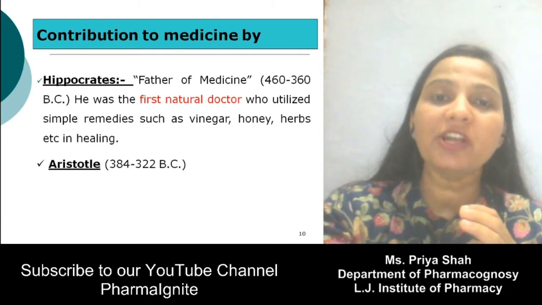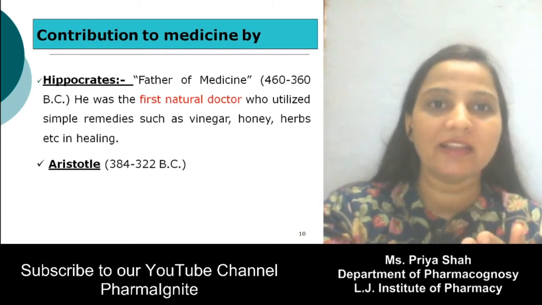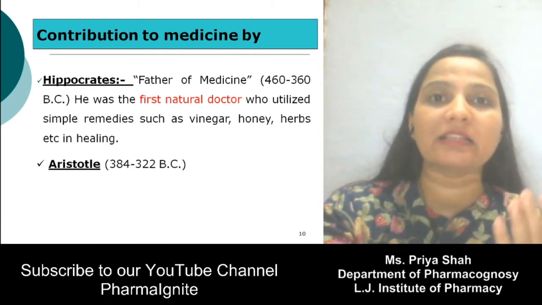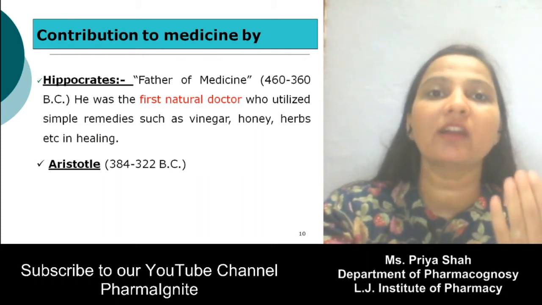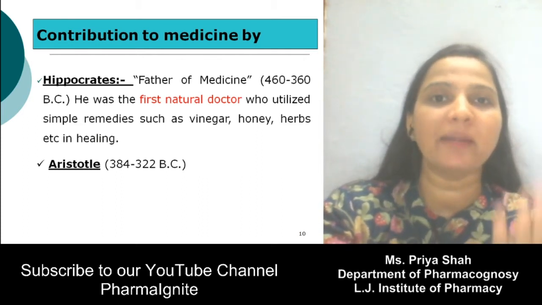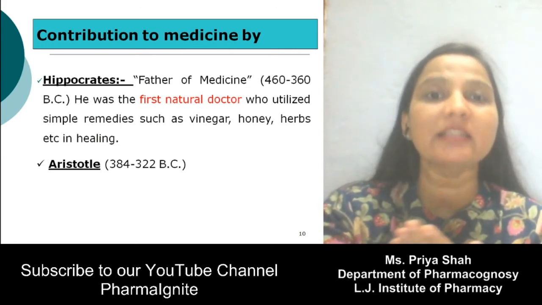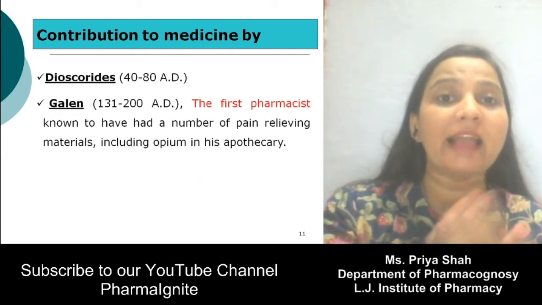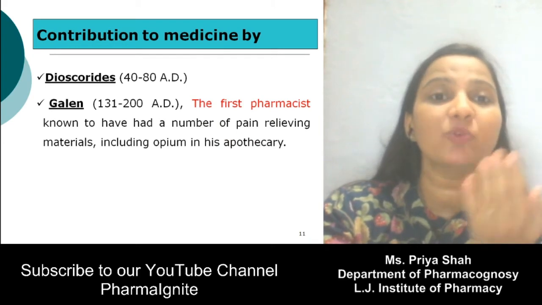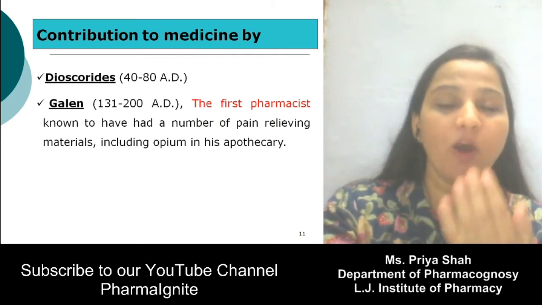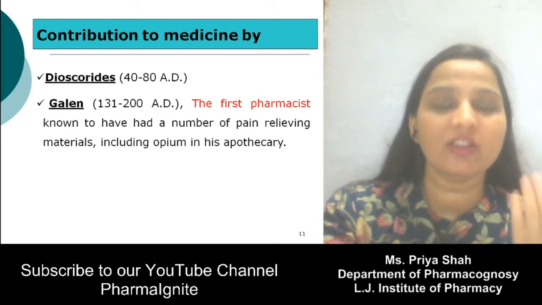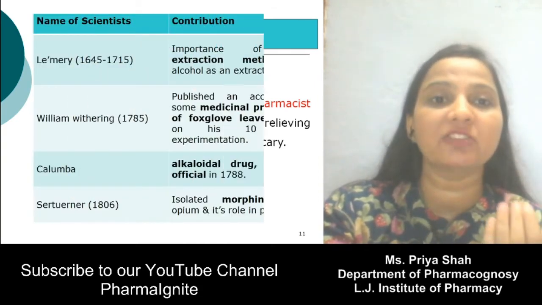Now, the contribution of scientists to the medicine system. Hippocrates is known as the father of medicine. He was the first natural doctor who used natural remedies for the treatment of various diseases. Then Aristotle and Galen. Galen was the first pharmacist who had a number of pain relieving materials obtained from plant sources. One of the best examples is opium.